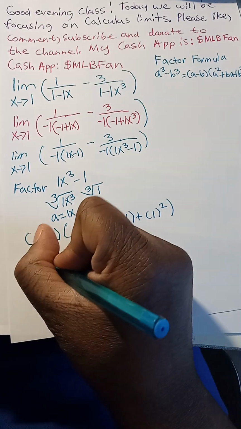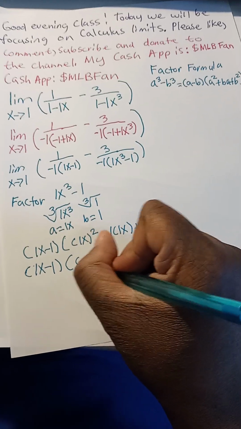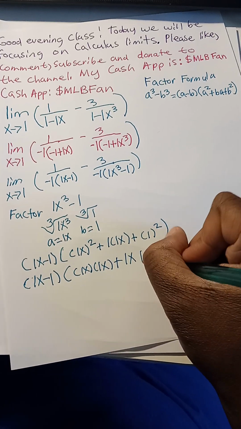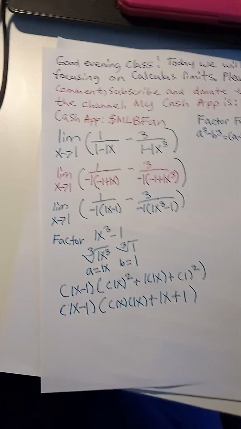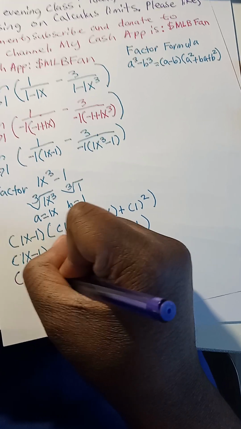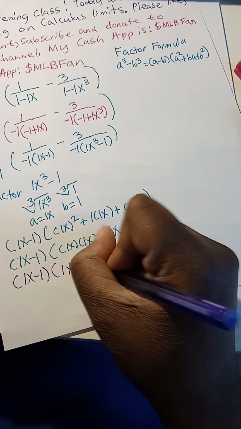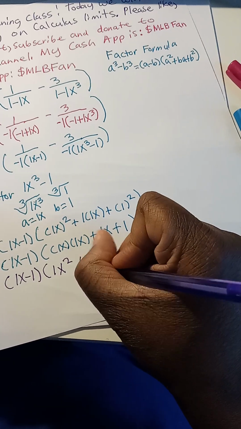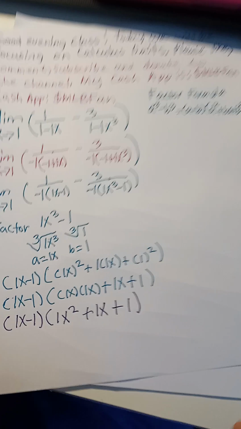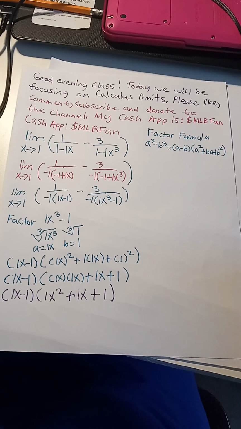And then we simplify, so 1x minus 1 times 1x times 1x plus 1x plus 1. Now we continue to simplify, so this is going to be 1x minus 1 times 1x squared, because 1x times 1x is 1x squared, plus 1x plus 1. Now we can rewrite the denominator. Let's let this marinate as we go here.